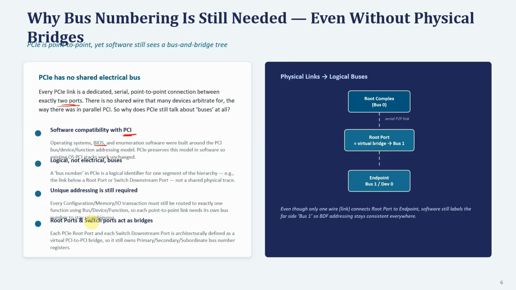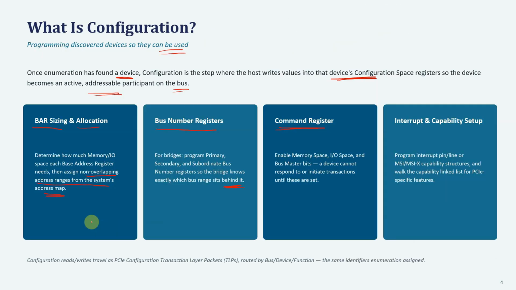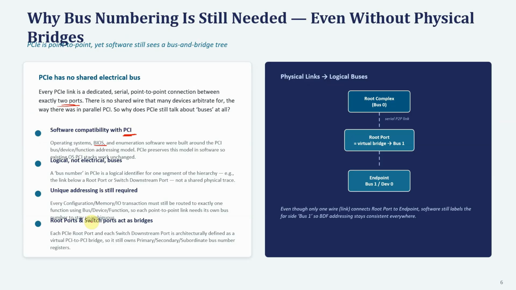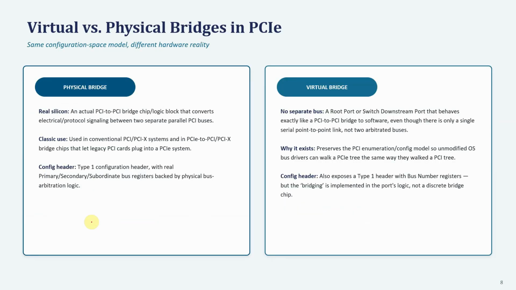This particular session's agenda is to understand the basic terminologies: what we mean by enumeration, what we mean by configuration, what is happening in each, why we are using bus numbering, and what a root complex is. We also need to understand what a physical and a virtual bridge are. A physical bridge is an actual PCI to PCI bridge, whereas a virtual bridge is not a physical bridge. A root port or a switch acts as a virtual bridge.